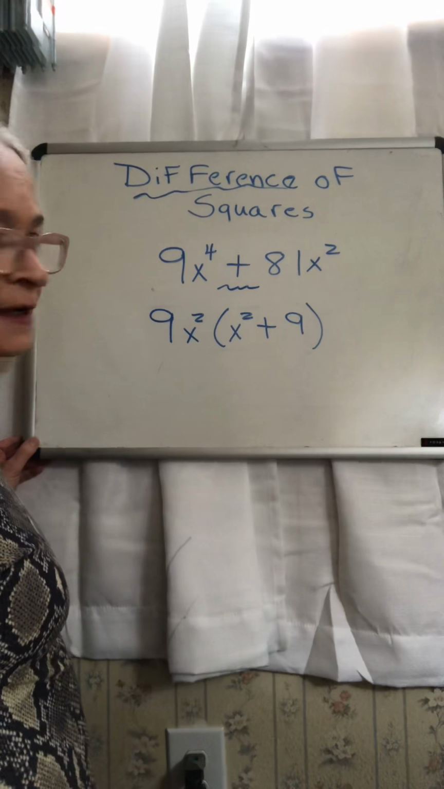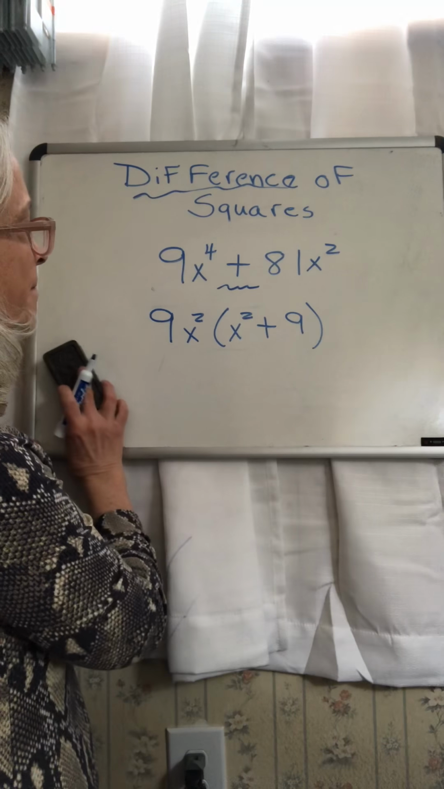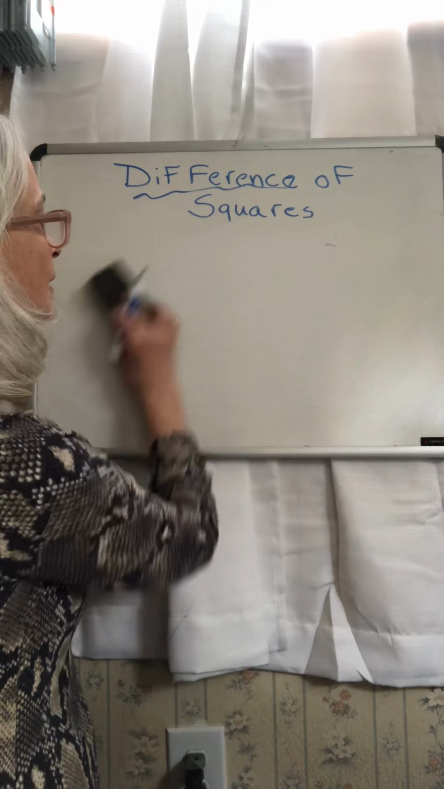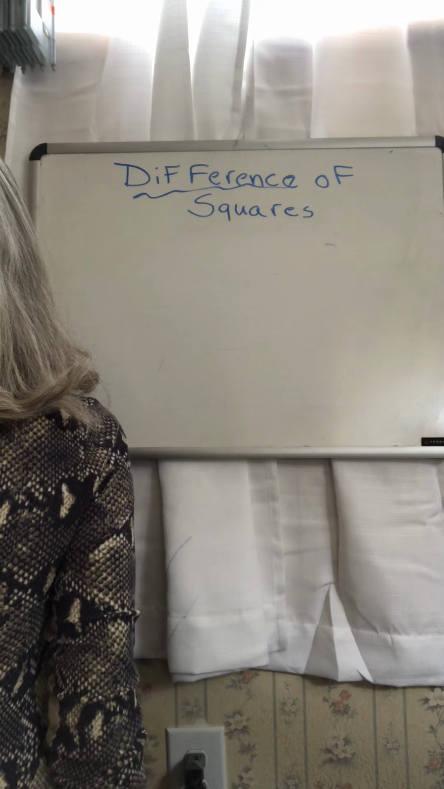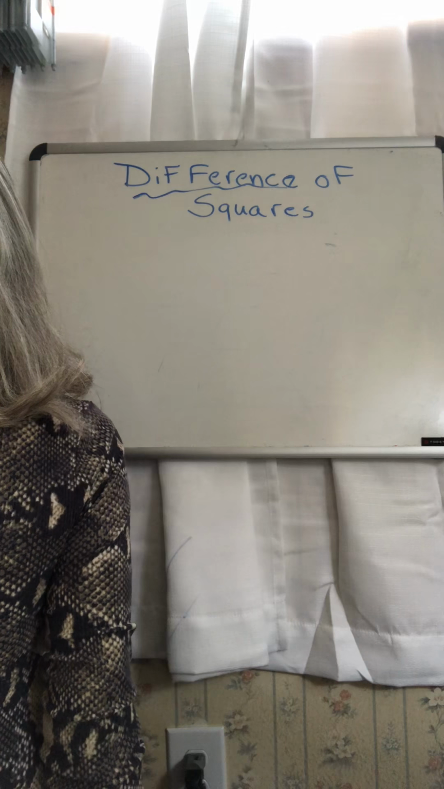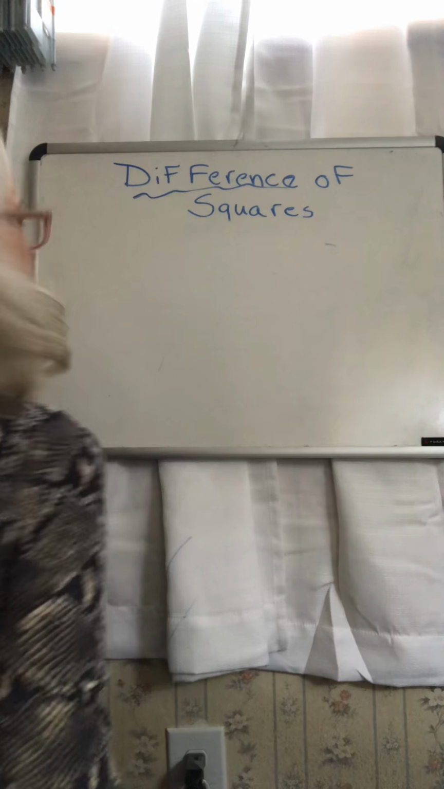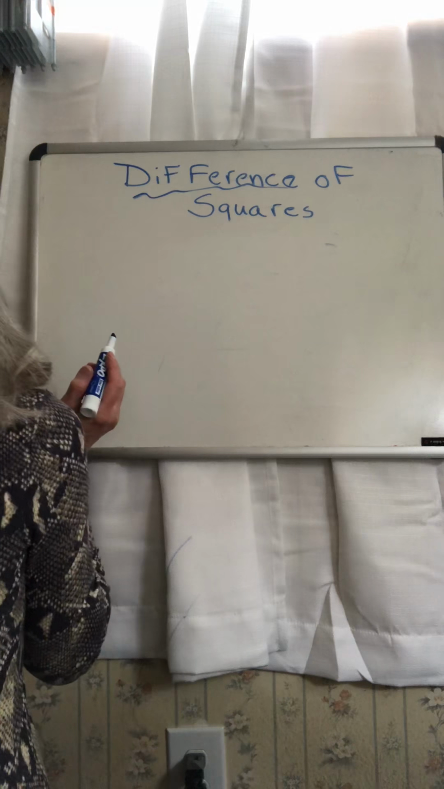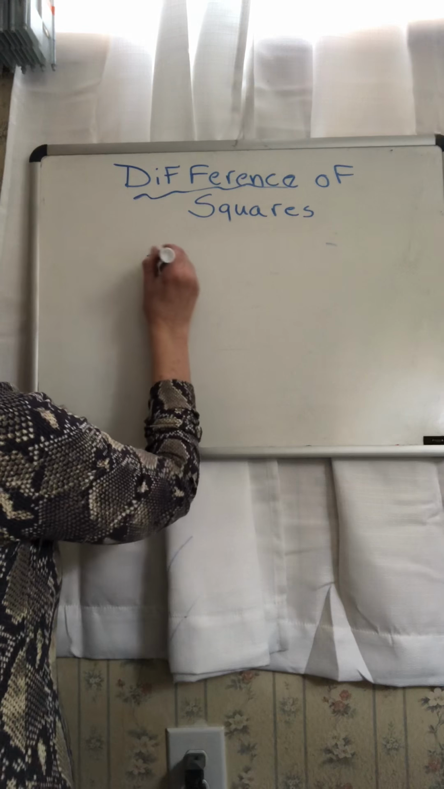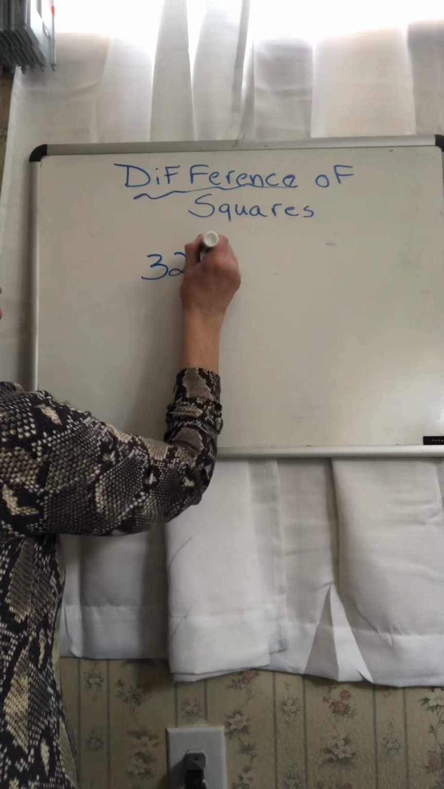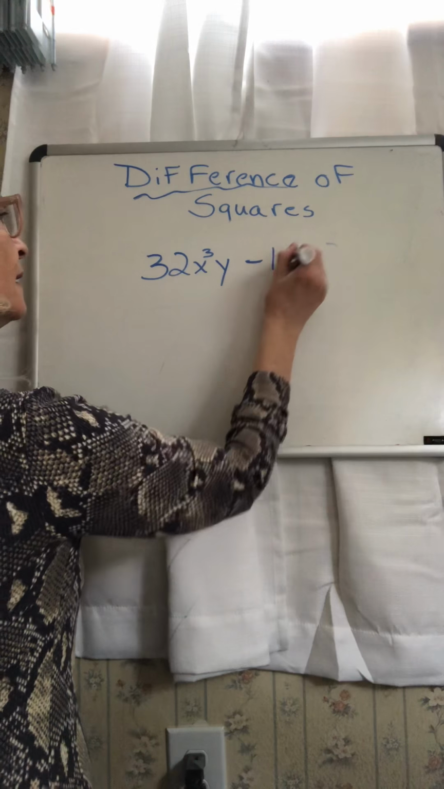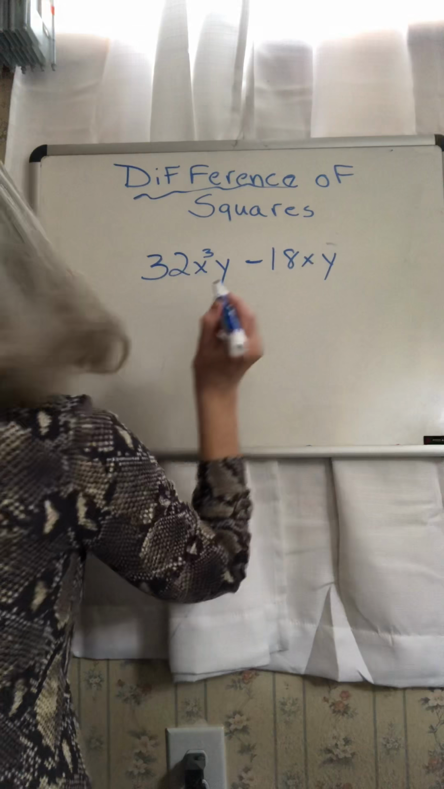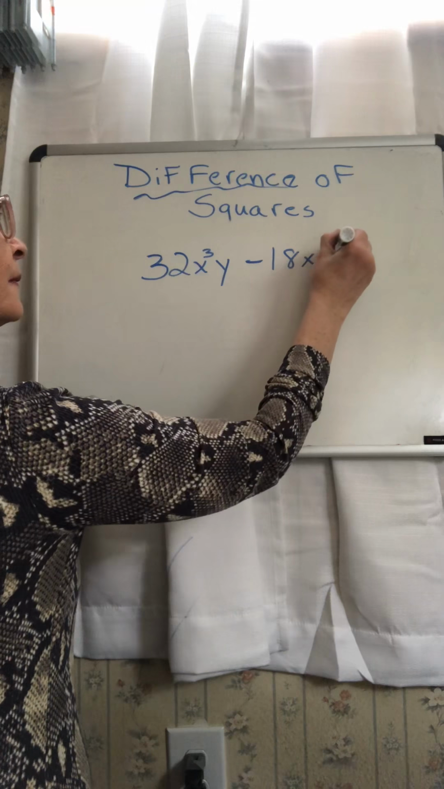Okay. So, let's look at your worksheet again, and let's look at number 9. So number 9 has 32x cubed y minus 18xy cubed.